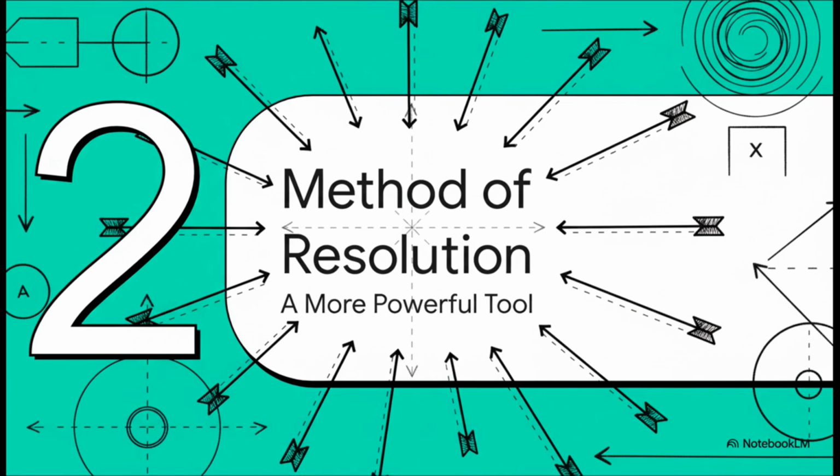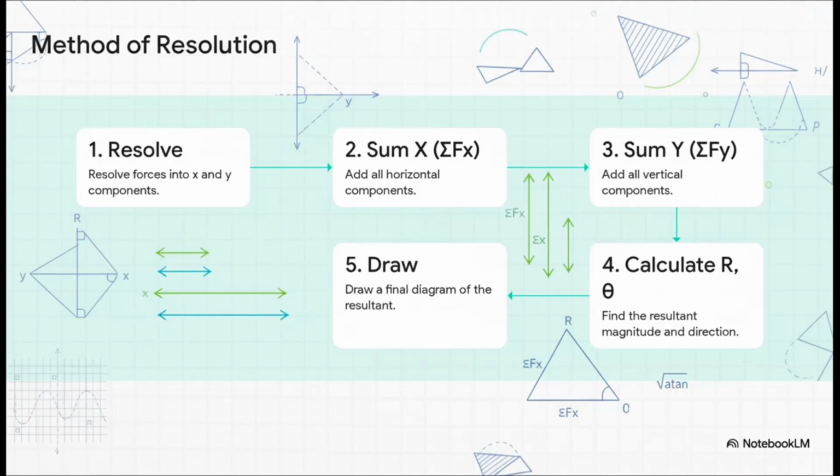And that brings us to the method of resolution. This is the real workhorse for engineers. The beauty of this method is just how systematic it is. I mean, instead of drawing shapes, we use some basic trigonometry to do one simple thing: break every single force down into its horizontal, or X, and its vertical, or Y, parts. Then we just add up all the X's, add up all the Y's, and combine them back together for our final answer. It's a clean process.